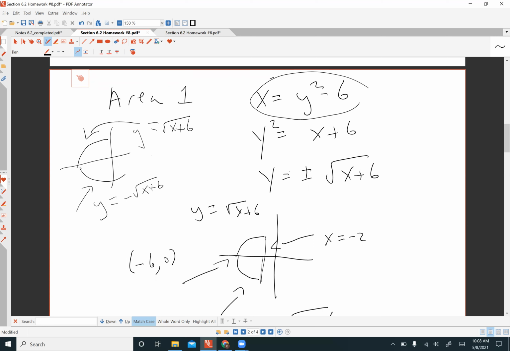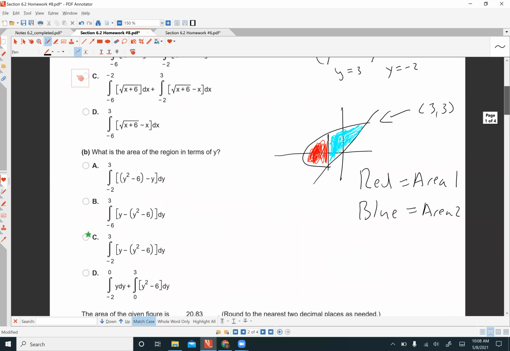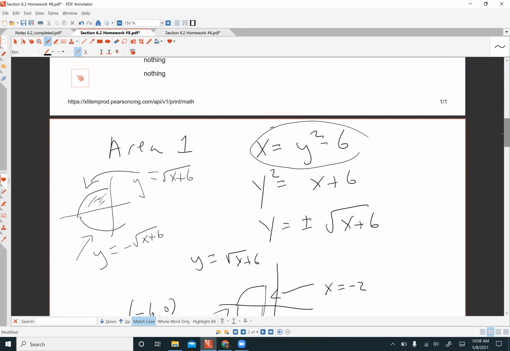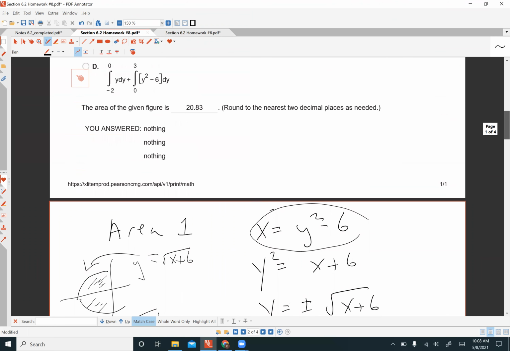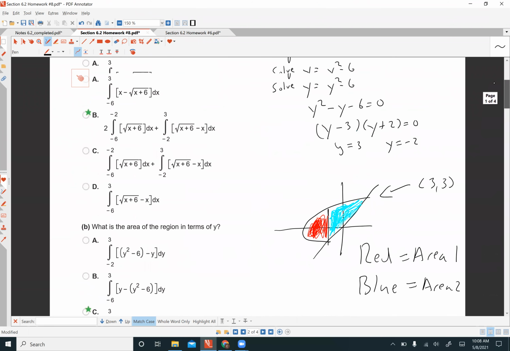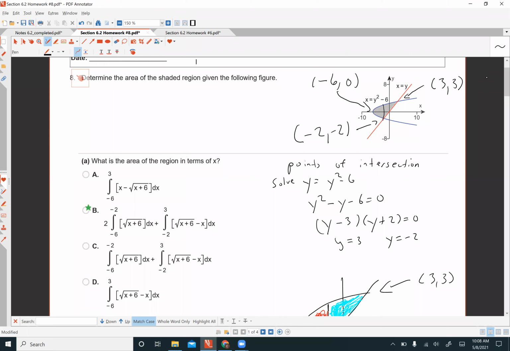So the area above the x-axis for area 1, remember, is this shaded region there. The area above the x-axis is the same as the area below the x-axis. And we know where it intersects the x-axis. I should have pointed out earlier, this peak here, that vertex there, is at (-6, 0).